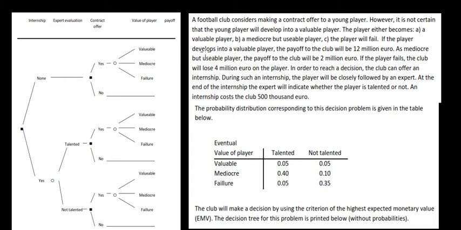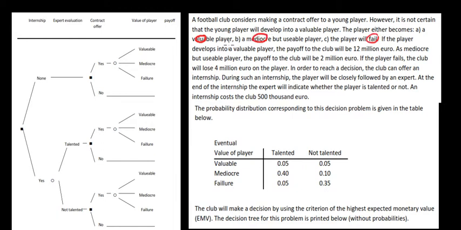In this video, let's start working on this decision tree question. So we have a football club that considers making a contract offer to a young player, but it's not certain that he will be a valuable player. So there are three options. He could be a valuable player, he could be mediocre, and he could also fail.